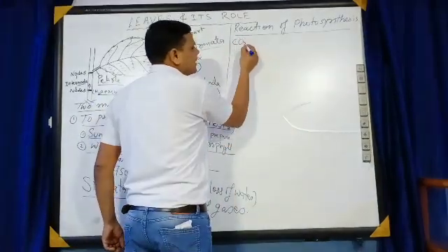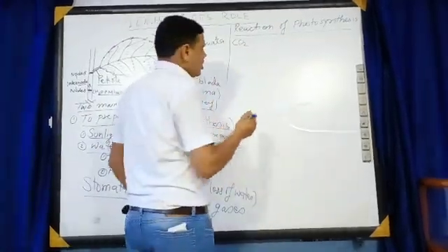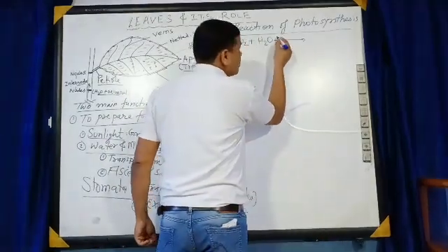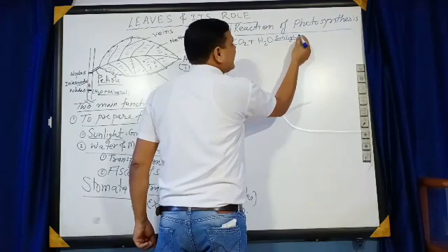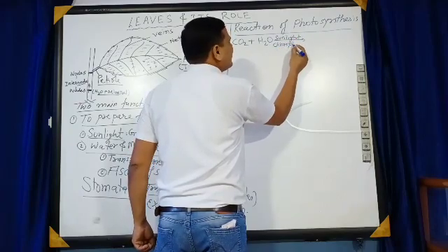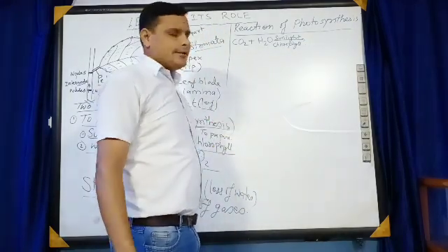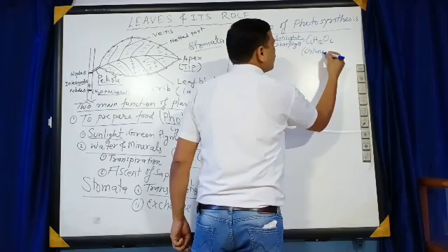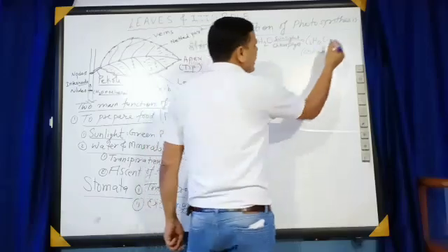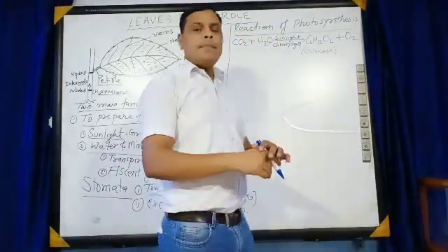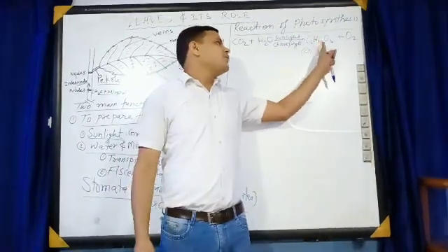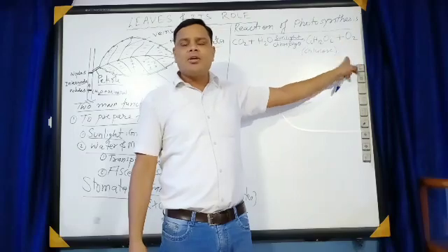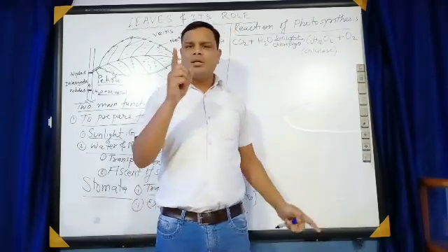They take carbon dioxide from the atmosphere, which they absorb with the help of stomata. They take water from the soil, and in the presence of sunlight that is trapped by chlorophyll, they give us C6H12O6, that is glucose, and also oxygen. So the plant gives us two important products. First is glucose, that we eat in all plant foods, and second is oxygen, the lifeline of the human body. Without oxygen we cannot survive.